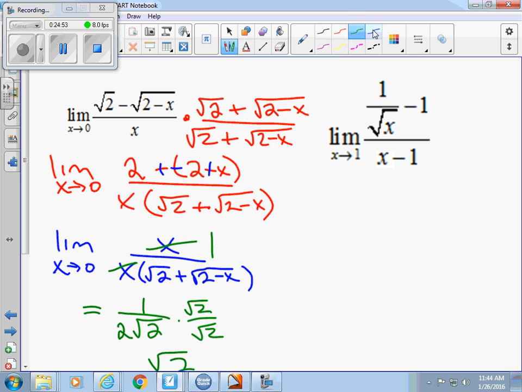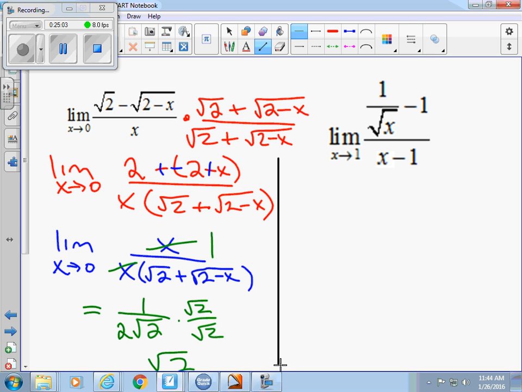All right, let's look at the next one. And it's horrible. It's just mean. Why is it so mean? We have fractions and radicals.